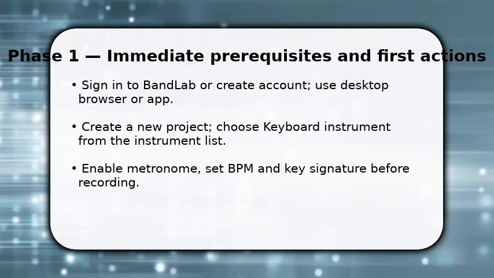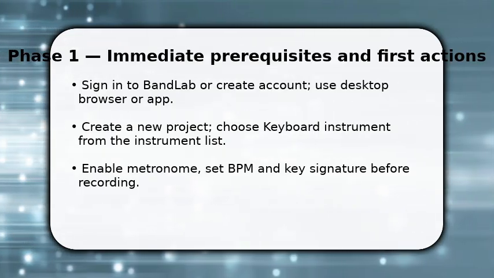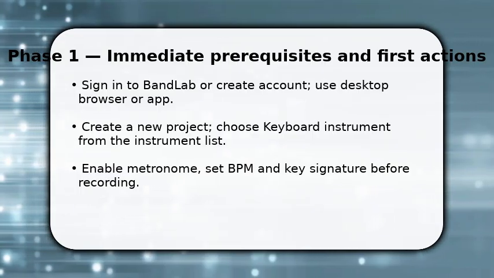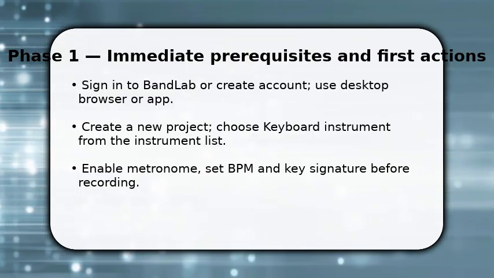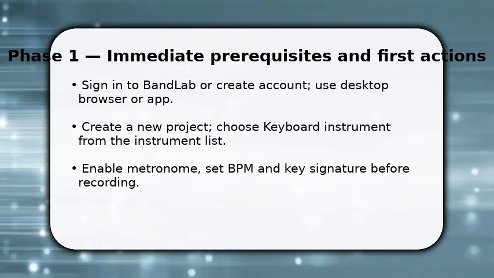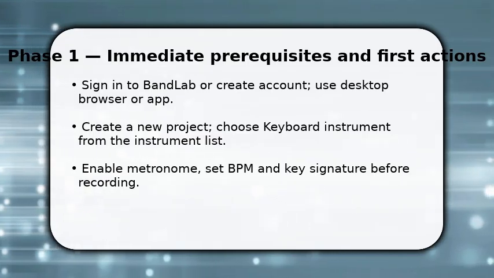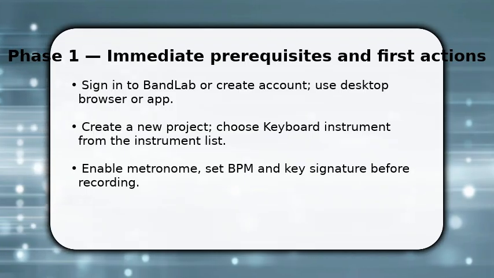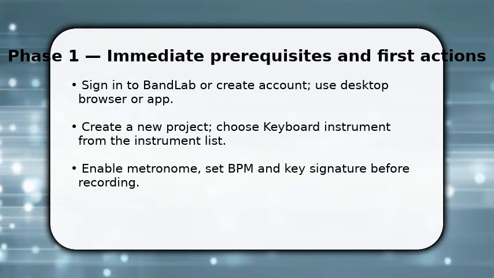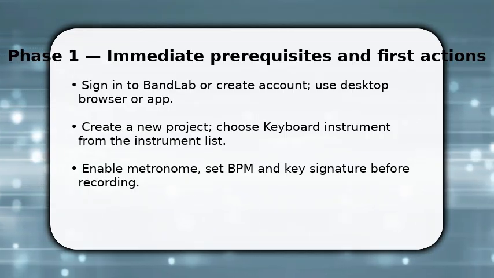You start by opening Bandlab and creating a new project so you can add a keyboard track immediately. Sign in, select New Project, then pick Keyboard as your instrument. This loads patches and on-screen keys. Once done, enable the metronome and set BPM and key signature so you stay in time. Make sure audio permissions are granted if using a MIDI keyboard. This first step gets your session ready and prevents timing or routing headaches later.